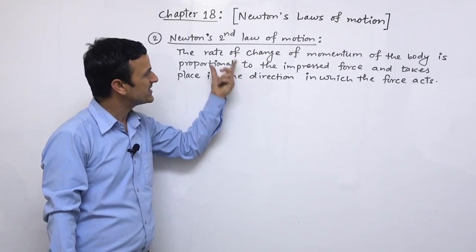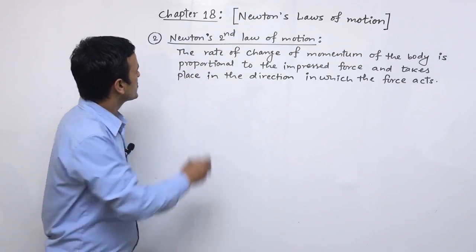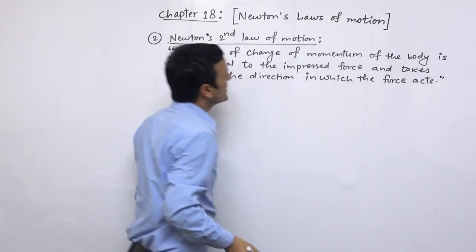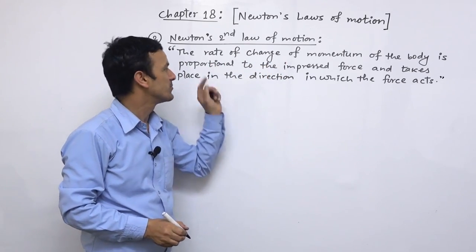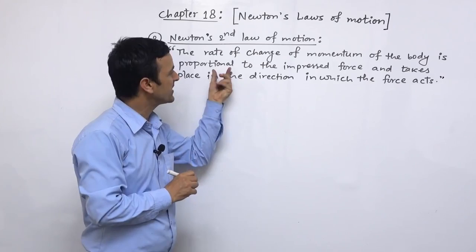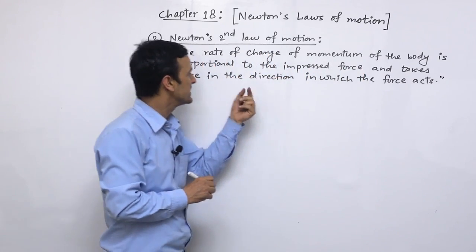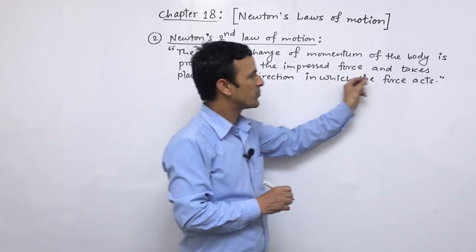So we can state this law like this. So this is the law. This law states that if we have a body, its rate of change of momentum is always directly proportional to the force applied on it, and this change takes place in the direction in which the force acts.